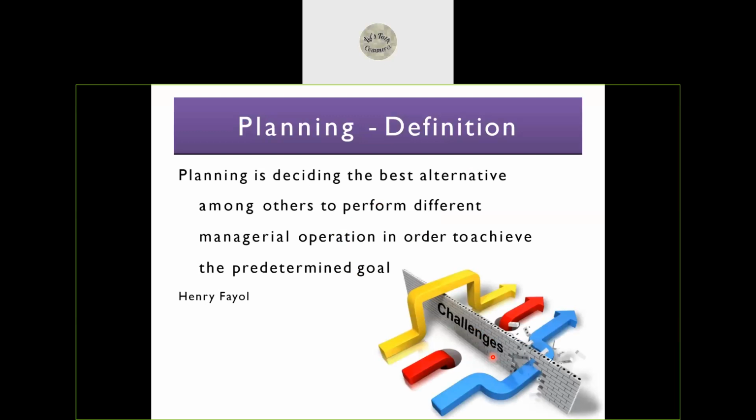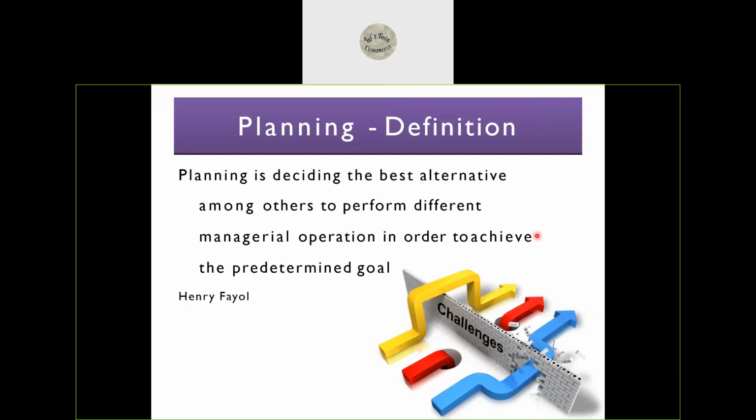Then the planning definition: planning is deciding the best alternative. Alternatives are available to us, and from those alternatives we decide the best alternative among others to perform different managerial operations in order to achieve the predetermined goal. The goal which we have decided in advance, we will be achieving that goal. See what a beautiful picture is there: these are the challenges, and with the help of planning we are overcoming these challenges. We are planning that such challenges will be coming in future and how we will be able to overcome such challenges. Right? Clear about the meaning of planning?